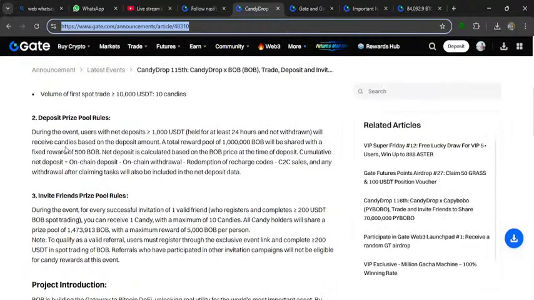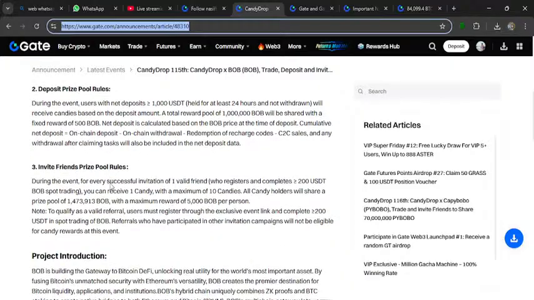And deposit prize pool rules: look at this. During the event, users with a net deposit of 1,000 held for at least 24 hours and not withdrawn will receive candies based on the deposit amount. A total reward pool of 1 million Bob will be shared with a fixed reward of 100 Bob. Net deposit is calculated based on the Bob price at the time of deposit, and cumulative net deposit equals on-chain deposit minus on-chain withdrawal minus redemption of charge, research code and C2C sales, and any withdrawal after claiming tax will also be included in the net deposit data.